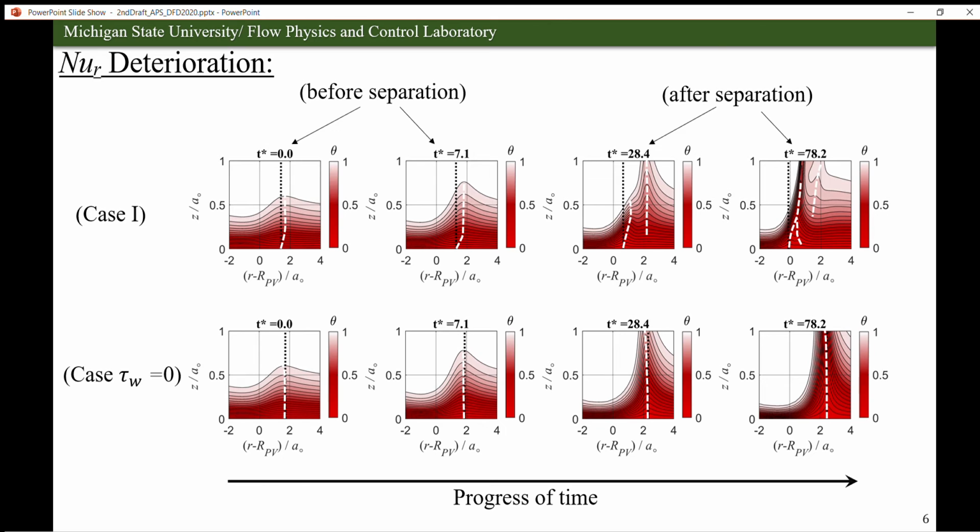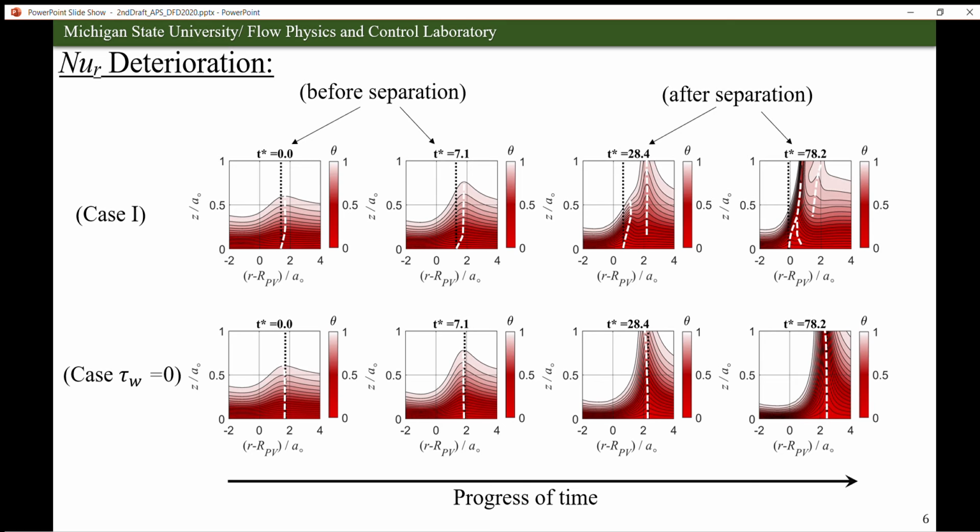Such a large movement is not seen in case tau equals 0, and this observation suggests that in case tau equals 0, the boundary layer thickness and the Nusselt number deterioration seem to be driven only by the primary vortex, while in case 1 it is caused by more complex near wall behavior, especially after separation, that caused the minimum Nusselt number location to move significantly toward the core center.